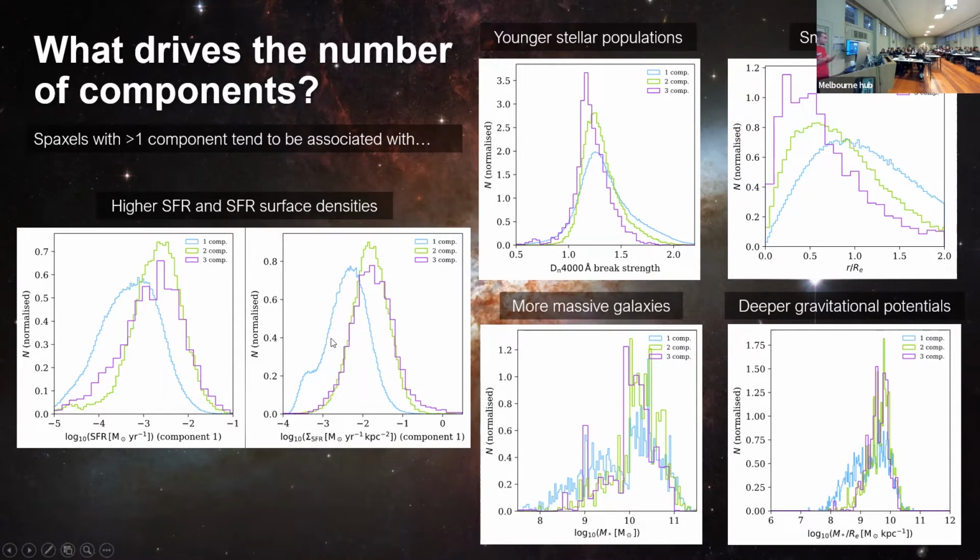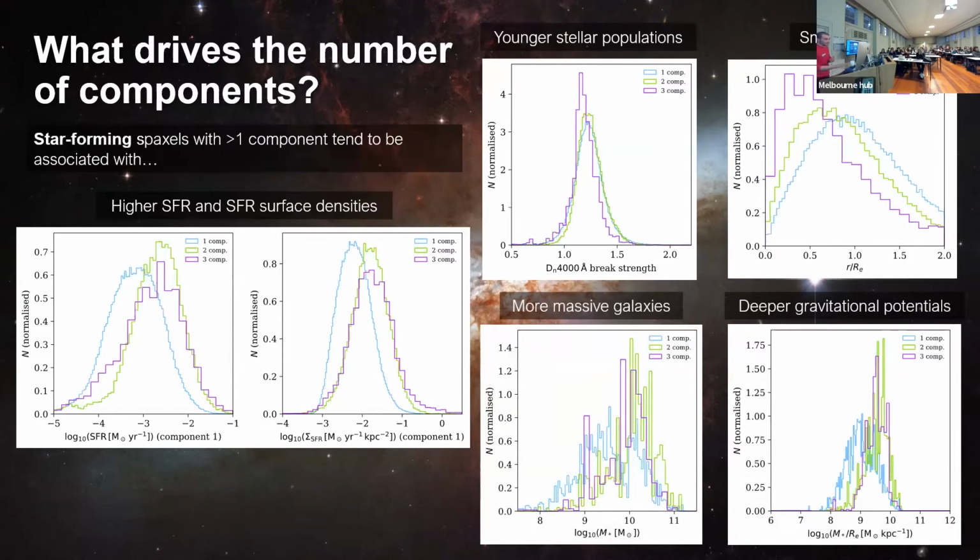So let's take a closer look at the star-forming spaxels. Here I'm showing exactly the same histograms, except I'm only showing those spaxels that have been classified as star-forming. And all of the same correlations remain. In particular, we can see that the one component spaxels on average have star formation rate surface densities less than those of the multi-component spaxels by about 0.5 to 1 dex. So there is something significant going on there.